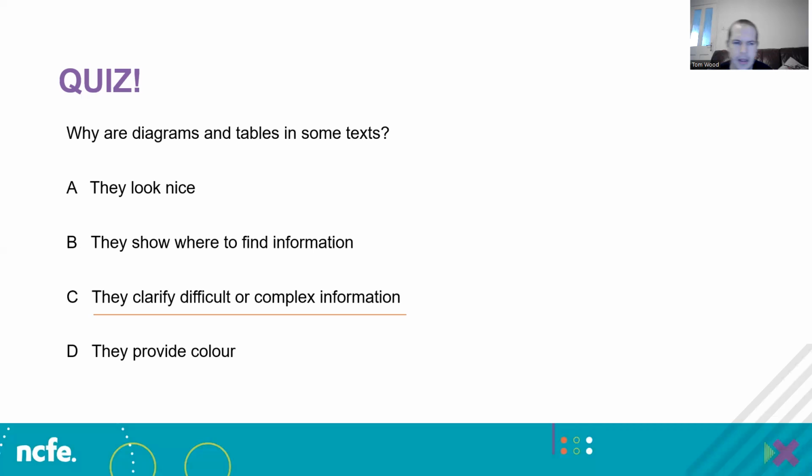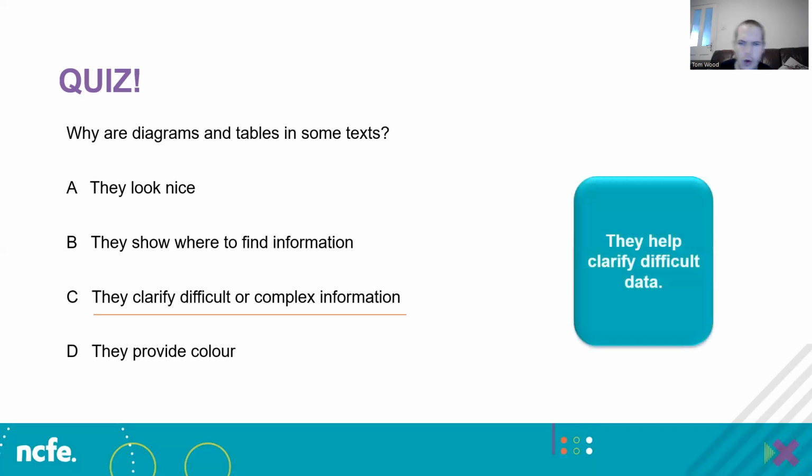Diagrams and tables, they clarify difficult or complex information. So again, a table can put all those numbers together for us, a lot easier to see. Although they do look nice and stand out a little bit, that's not their main reason. Show us where to find information? Not really. They give us the information. Sometimes they do provide a bit of color and they do look nice, but again, that's not why they're there.